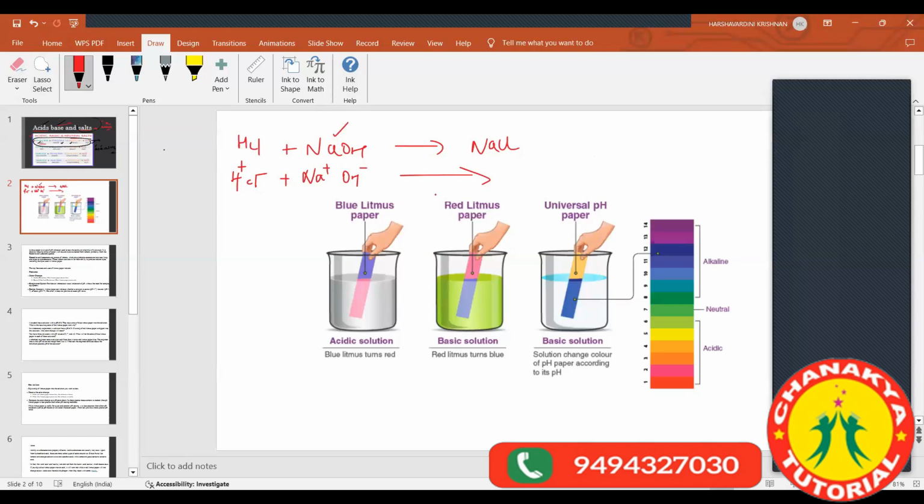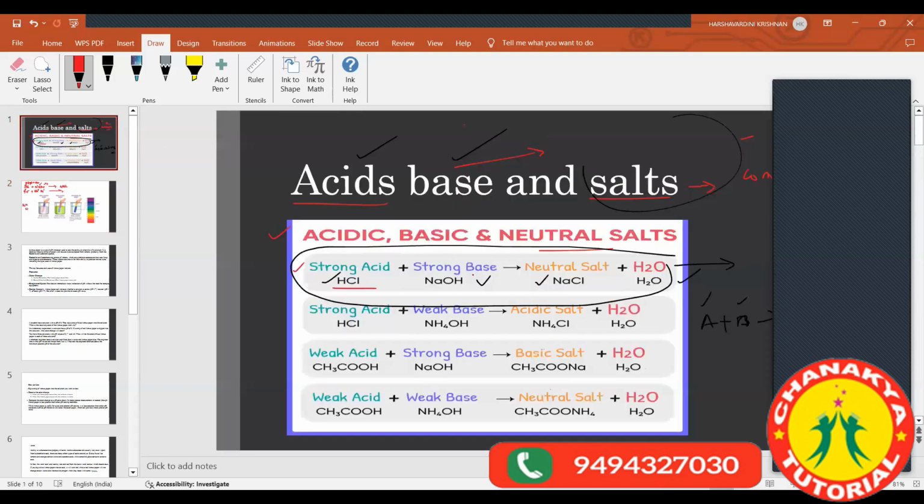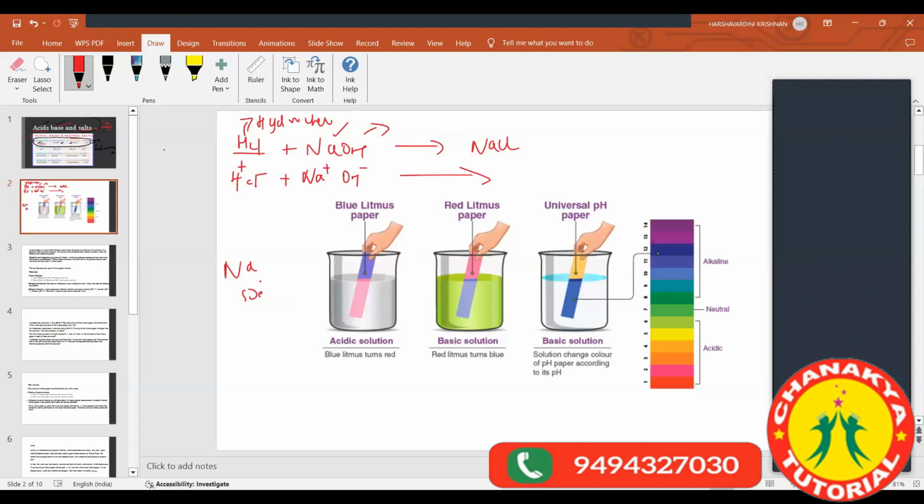Ma'am, what is the full form of HCl? This is hydrochloric acid, one of the strongest acids. NaOH is sodium hydroxide. Na always means sodium. OH means hydroxide: hydrogen plus oxygen together form hydroxides. So they are a base, a strong base. And H plus and Cl minus.